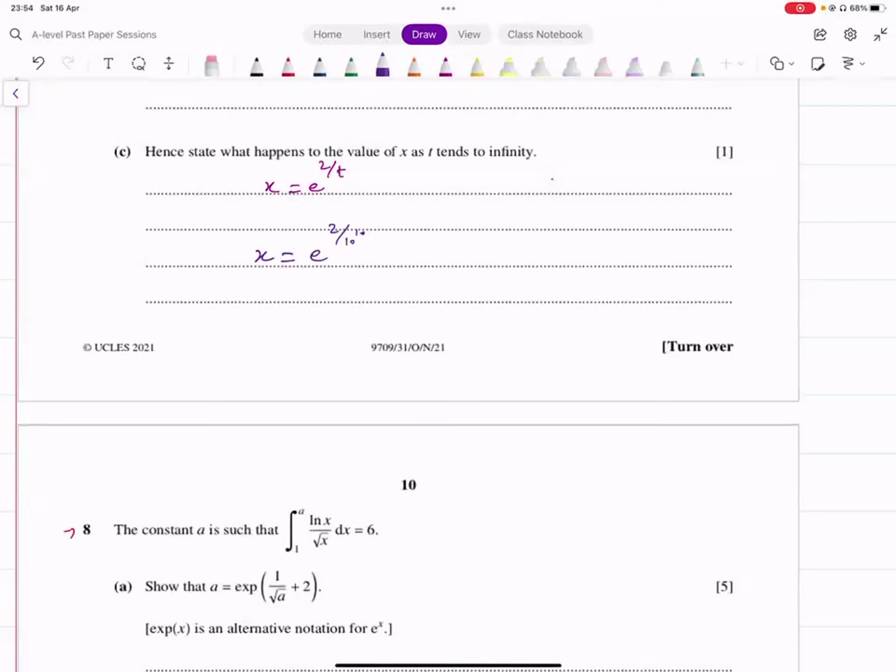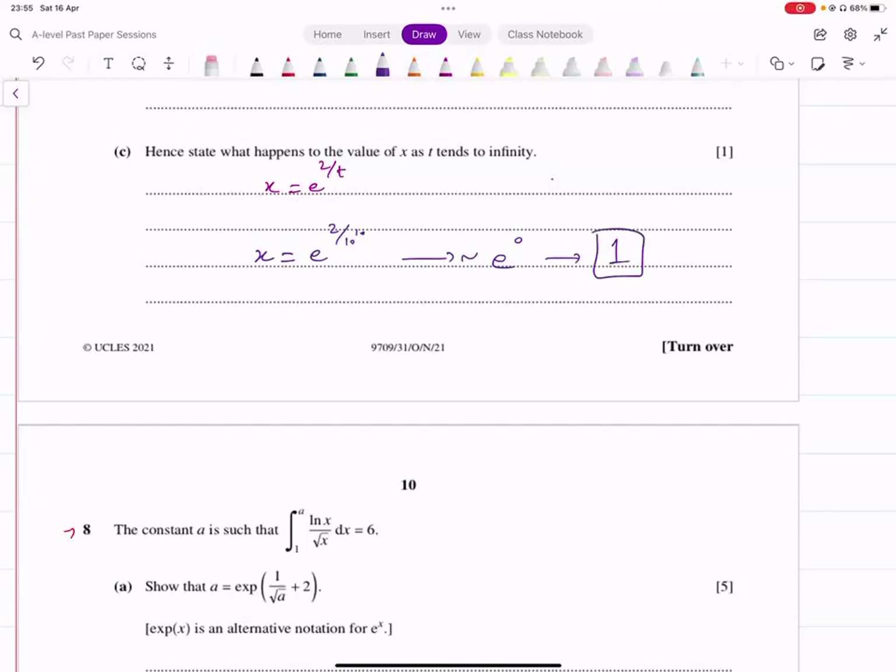e raised to power, where's e? e raised to power 2 divided by 10 raised to power 10, so that's almost going to be 0. So I get approximately e raised to power 0. What will e raised to power 0 be? That will be 1. Your final answer is going to be 1 here, right?